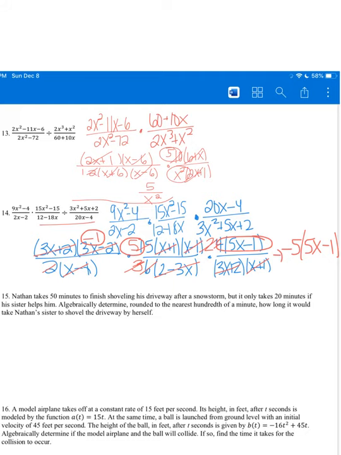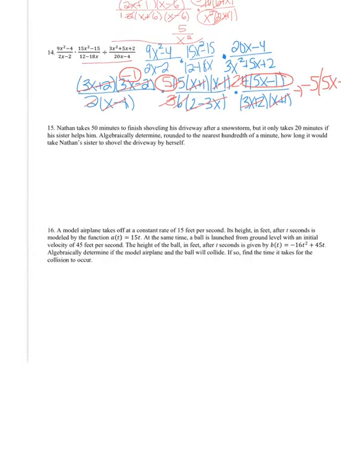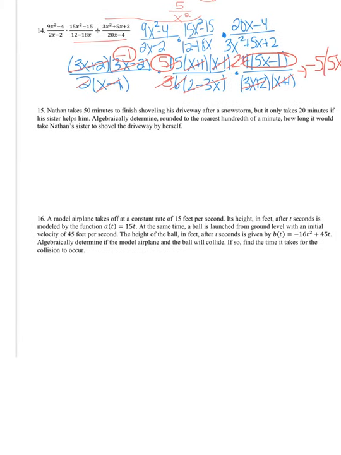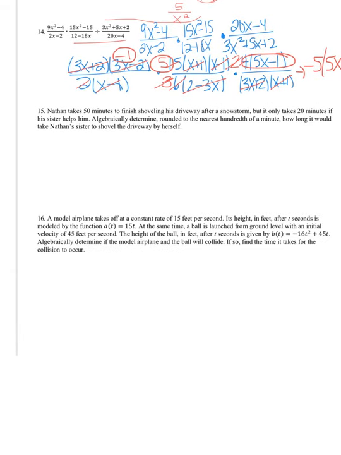That's your final answer. Number 14, Nathan takes 50 minutes to finish shoveling. It takes 20 minutes if his sister helps him. So this is one of those work problems. So we have Nathan plus his sister is the both of them working together. So Nathan takes 50 minutes, so 1 over 50. It takes 20 minutes for the both of them. How long does it take his sister? So plus 1 over x.